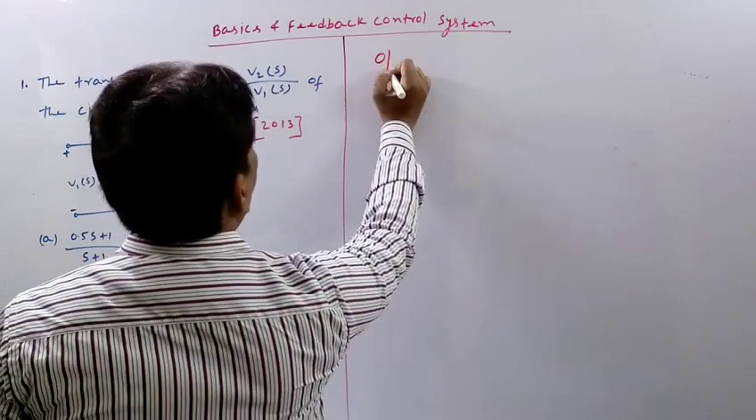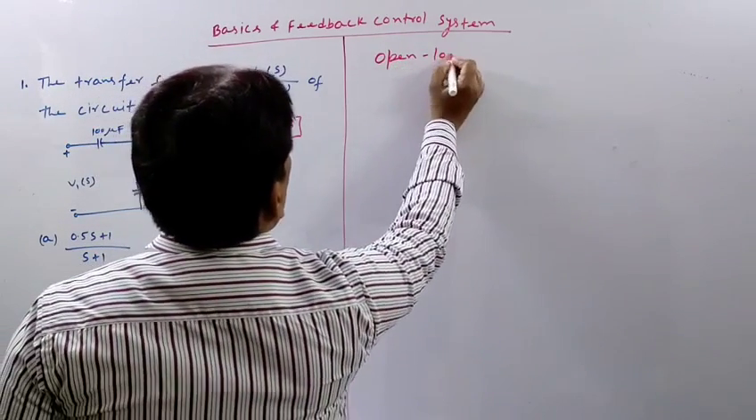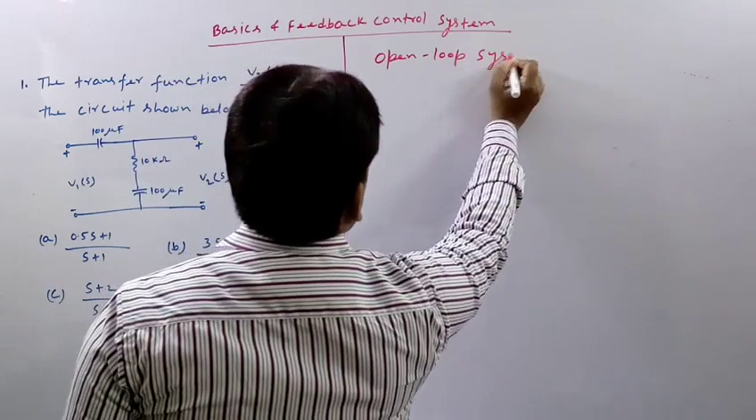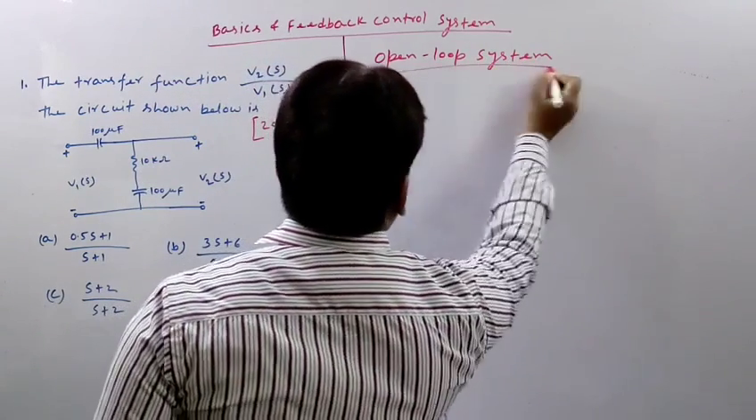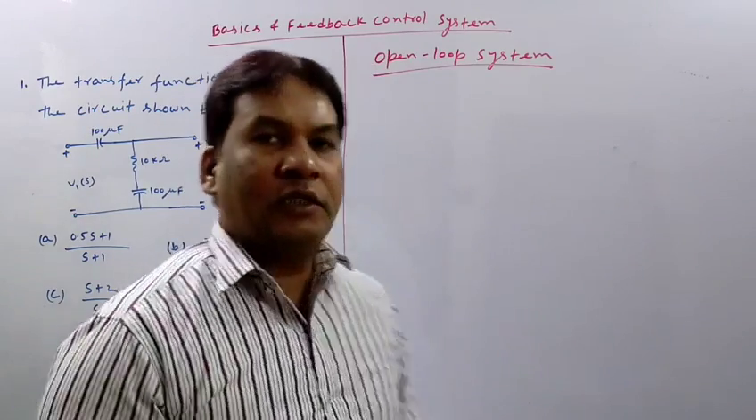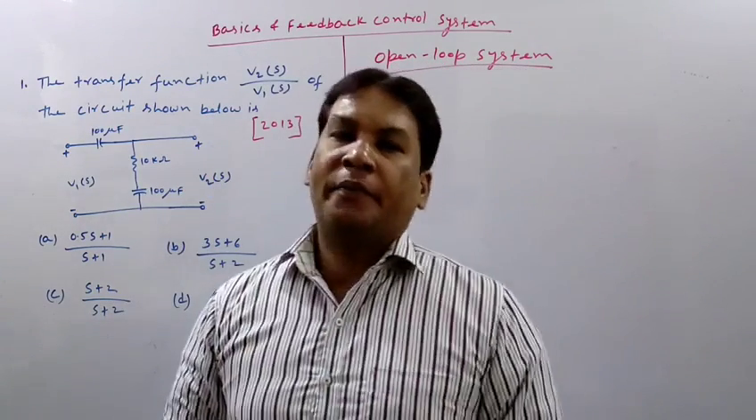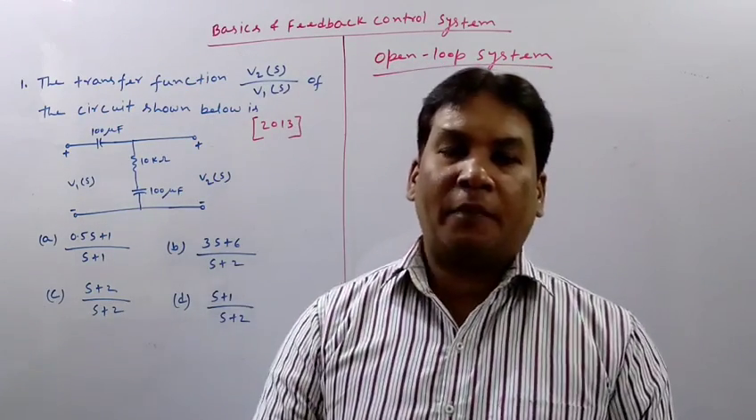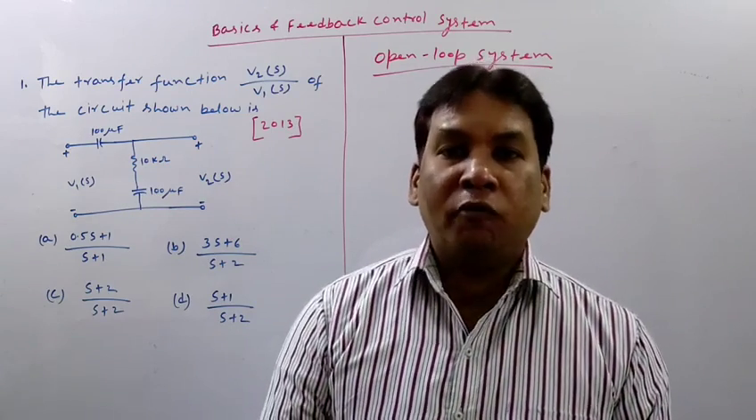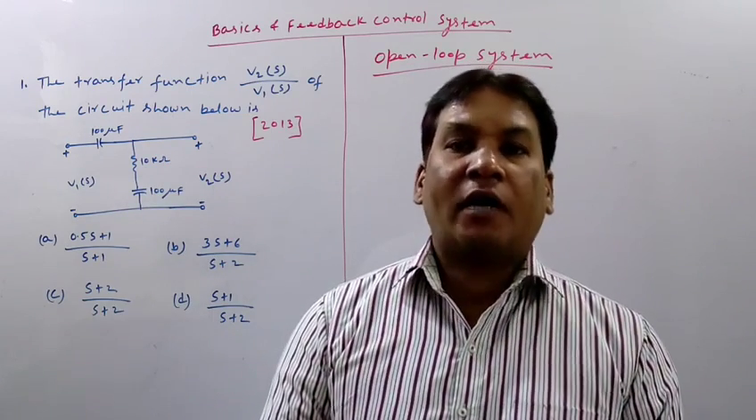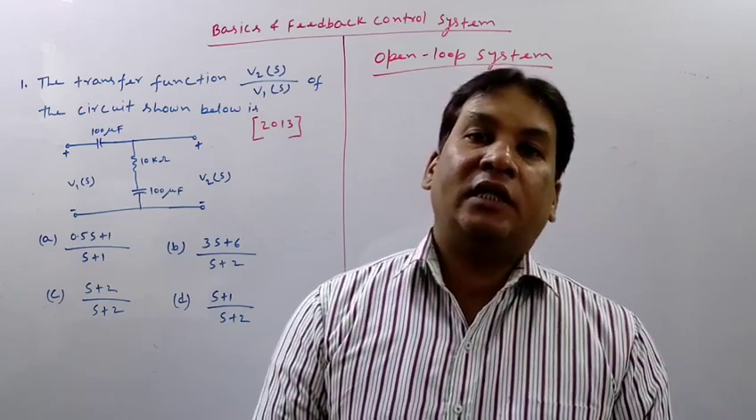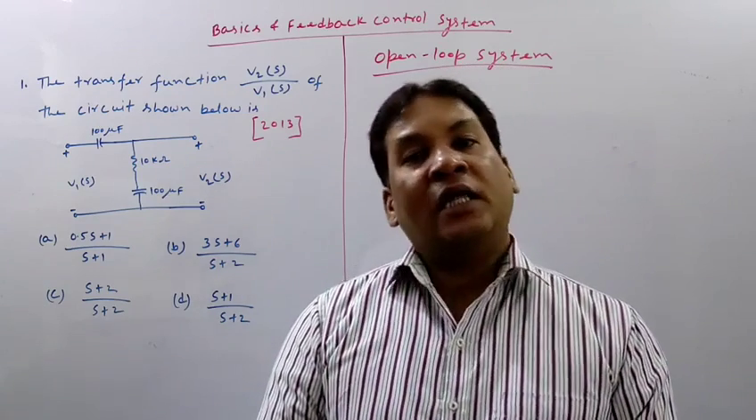Open loop system. A system is said to be open loop if the input doesn't correct itself according to the change in output to get the desired output.